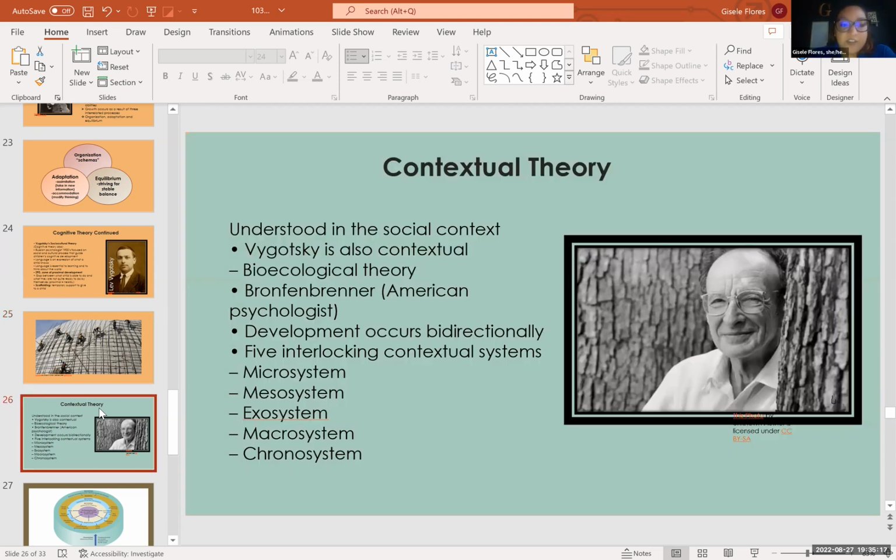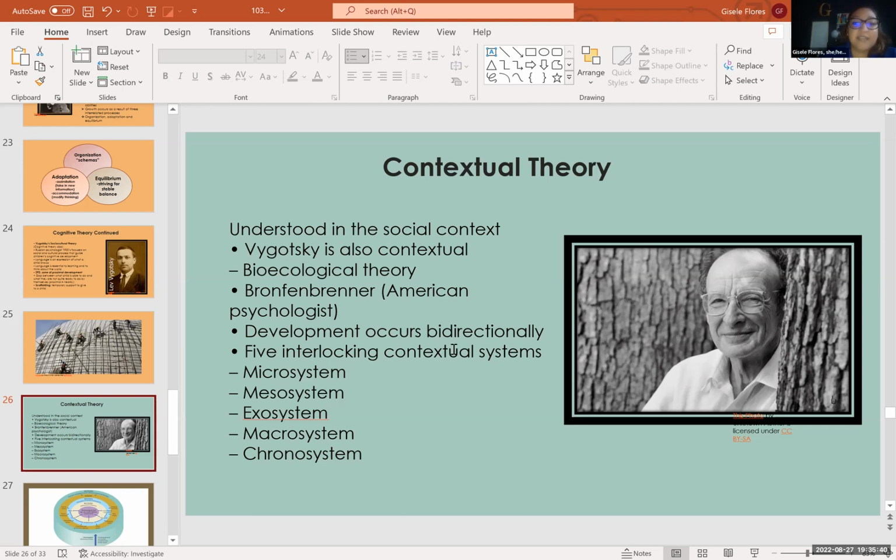Now let's look at contextual theorists. So Bronfenbrenner is probably the name that you're going to hear the most when it comes to systems theory. Vygotsky is also a contextual theorist, but not like Urie Bronfenbrenner. Bronfenbrenner is the guy for contextual theory.